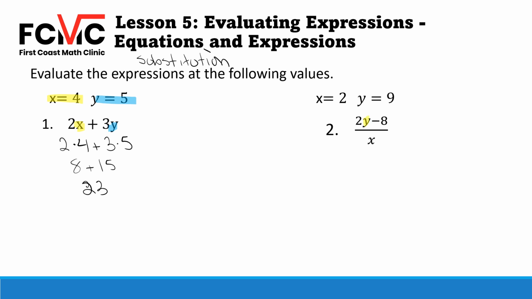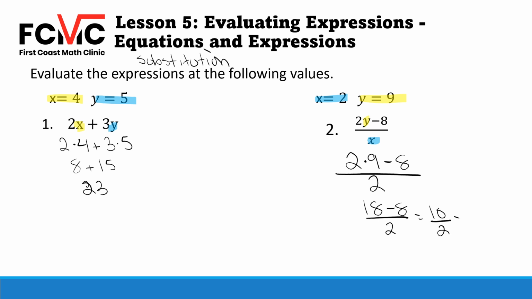Then number 2, we're going to replace y with 9, so we've got 2 times y minus 8 divided by x, and x is 2. So 2 times 9 minus 8 divided by 2. Following our order of operations, let's multiply 2 times 9. We get 18 minus 8 divided by 2. We get 10 over 2, and our evaluated expression is going to be 5. Let's get into examples 3 and 4.